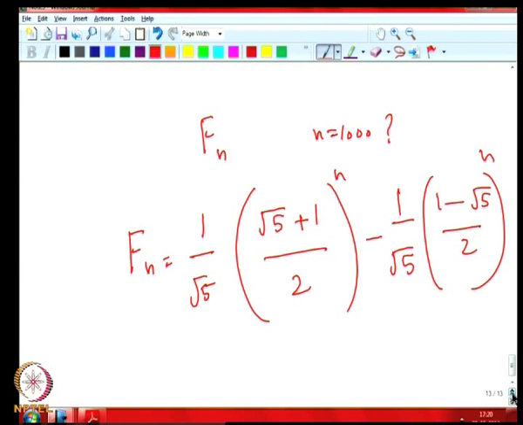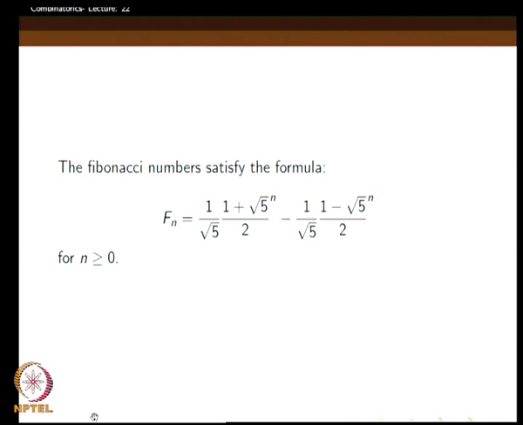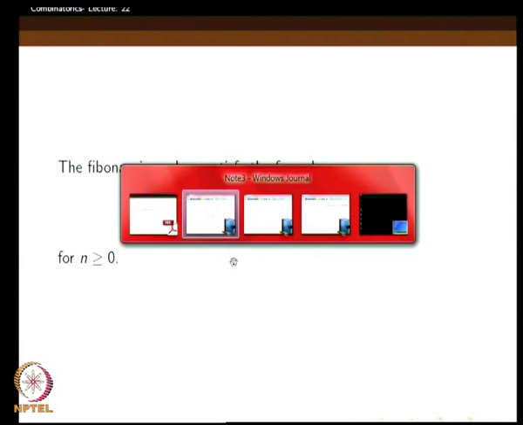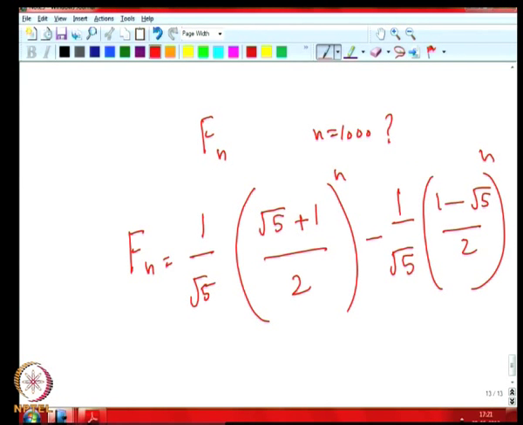So this will work for all n. Here we needed brackets, that's what was missing. We can just try for small values of n. For instance, we put n equal to 0. So this quantity will become 1, and we will get 1 by root 5 minus 1 by root 5, that will be equal to 0. So F0 will be equal to 0 according to this rule.